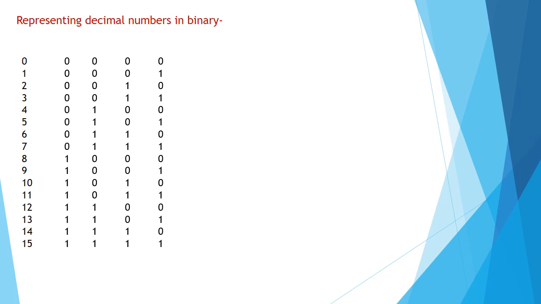And similarly, if the binary representation is given in 4 bits, you can directly see those codes and understand which decimal number it is pointing to.